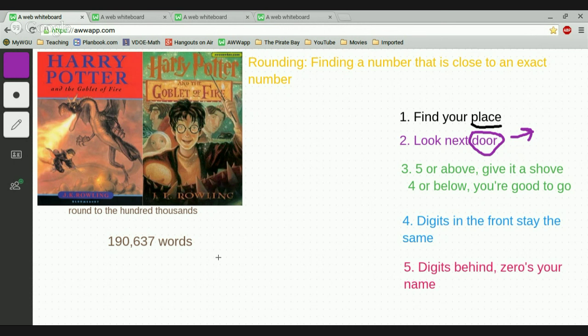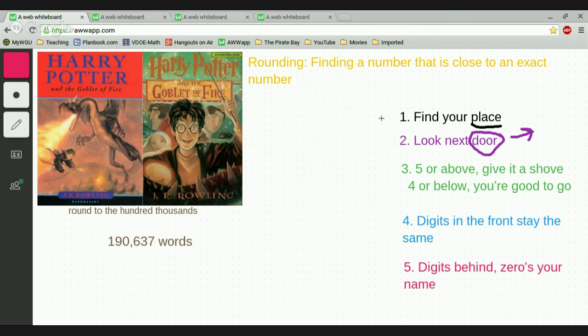So now I'll walk through this. I've chosen Harry Potter and the Goblet of Fire because that's my favorite Harry Potter book out of all 7 of them. And I chose this picture. I think it's really cool. This is the United States cover, and this is the one they have over in the United Kingdom. So I just want to share those both with you. But in that book, there are 190,637 words in that entire book, which is a lot of words. And I mean, that's cool to know that, but we don't need to know exactly how much. We need to know about how many words there are in that book. So let's go pink. So I want to round that to the 100,000s place.